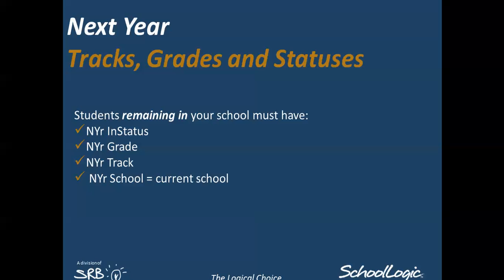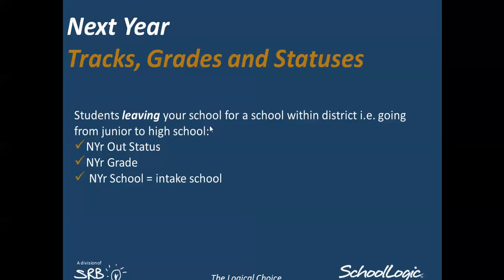They're remaining, okay? Students who leave your school for a school within your district, for instance, kids going from junior high school to high school, you're going to give them an out status. This is the status for them leaving your building this coming spring. You're going to give them a next year grade. If they're currently 8th graders, they're going to be 9th graders next year. And most importantly, you are going to give them a next year school, because that intake school needs you to complete this step so they are available to the intake school to work with.